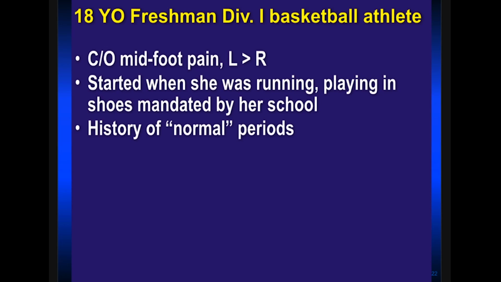This case is an 18-year-old freshman who was forced to wear certain shoes that she wasn't used to. She complained of midfoot pain of both feet, more left than right. I asked her about her having normal periods, which she stated she did. You really have to ask further than do you have normal periods, because her definition of normal was menstruating 2 months out of the year when she wasn't playing basketball. So she thought she shouldn't be menstruating when she was playing basketball. So she did have a female athlete triad issue.